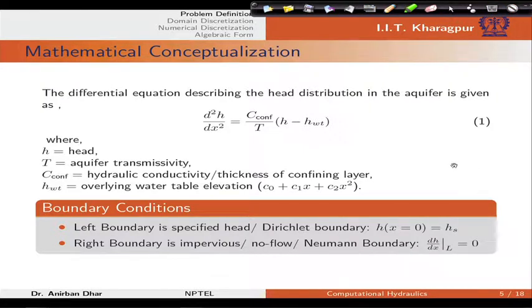If we define the parameter values, the ultimate objective is to get the variation of h as a function of x. So, we need T, C conf, HWT. HWT is a function of x, again C0, C1, C2 are constants, and we need information about Hs, which is the condition on the left hand side.